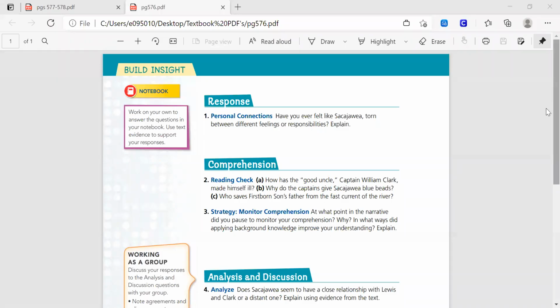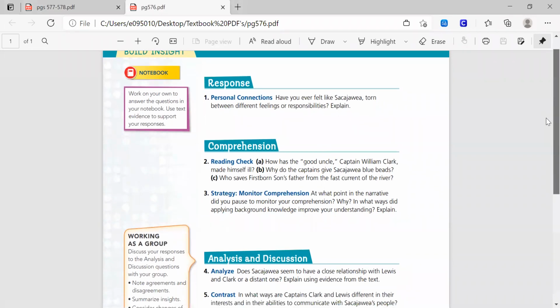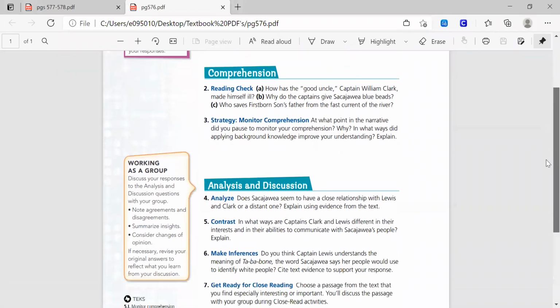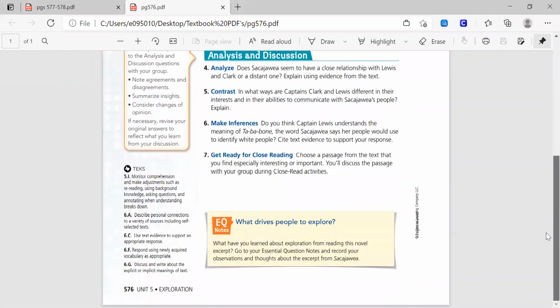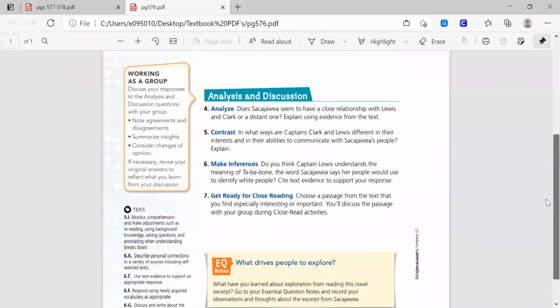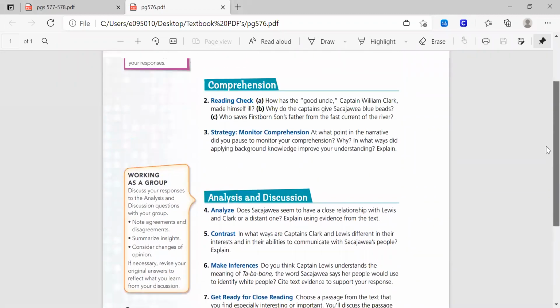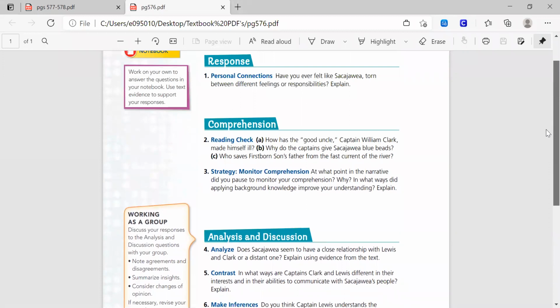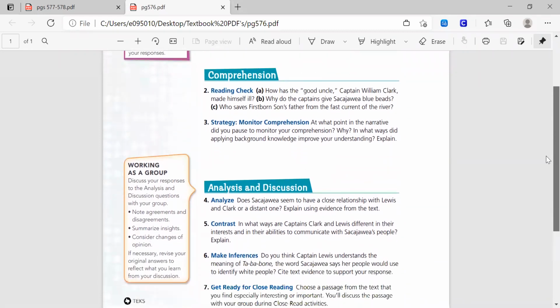Welcome back, students. In front of you on your screen is the page that we started working on yesterday, page 576. I wanted to make sure that we go through and finish this page, remembering that question 2, pretty much all those answers are going to ask for a little bit of text evidence.